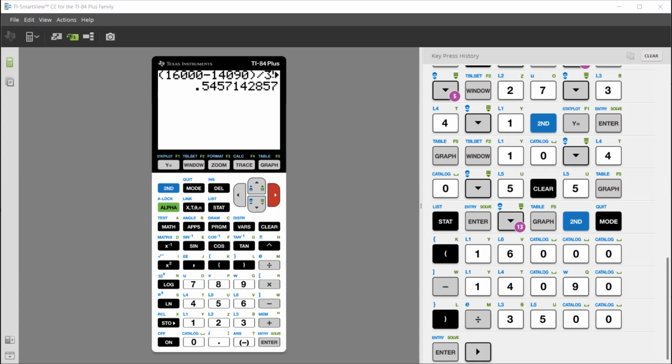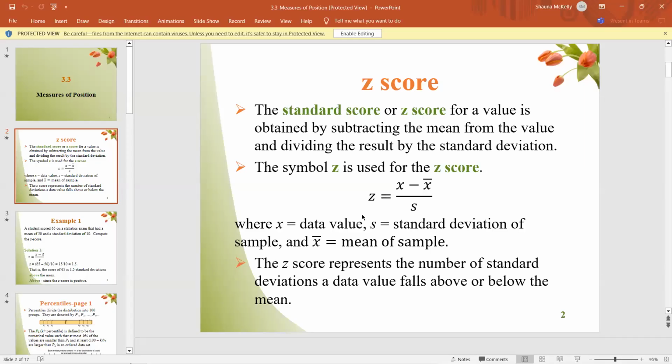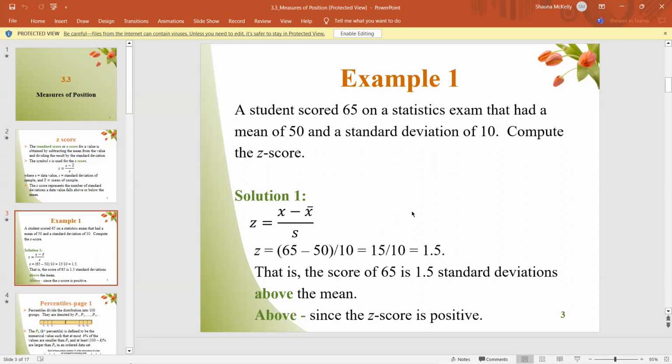But right now, here's my z-score formula. X, which is my data value, minus the mean X bar over the standard deviation. Okay. And she gave you one example of doing that. A student scored 65 on an exam that had a mean of 50 and a standard deviation of 10. So, all right, let's go with whatever she has.